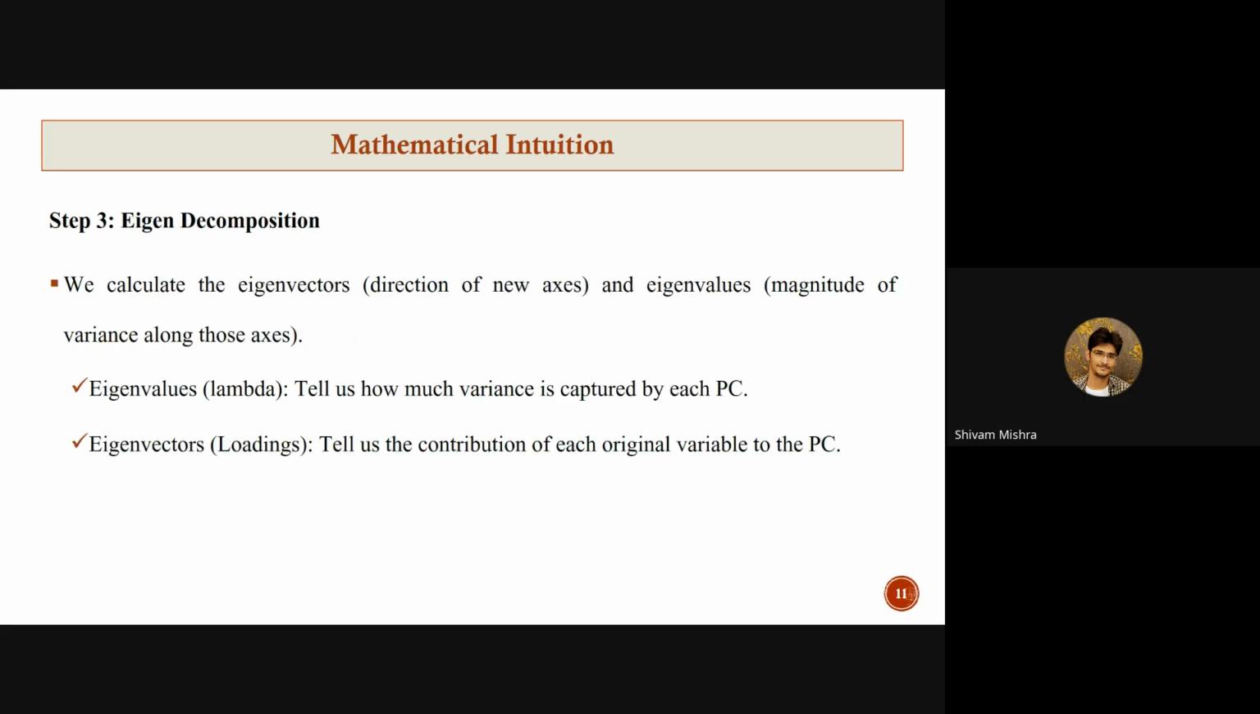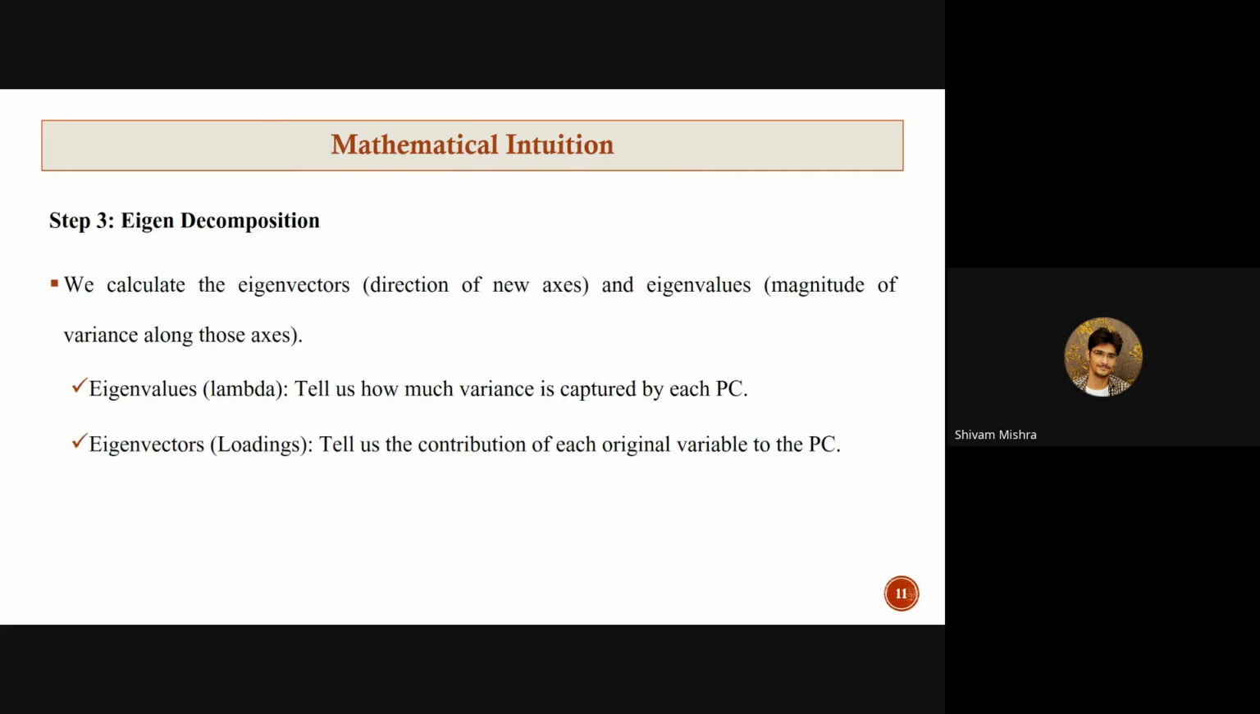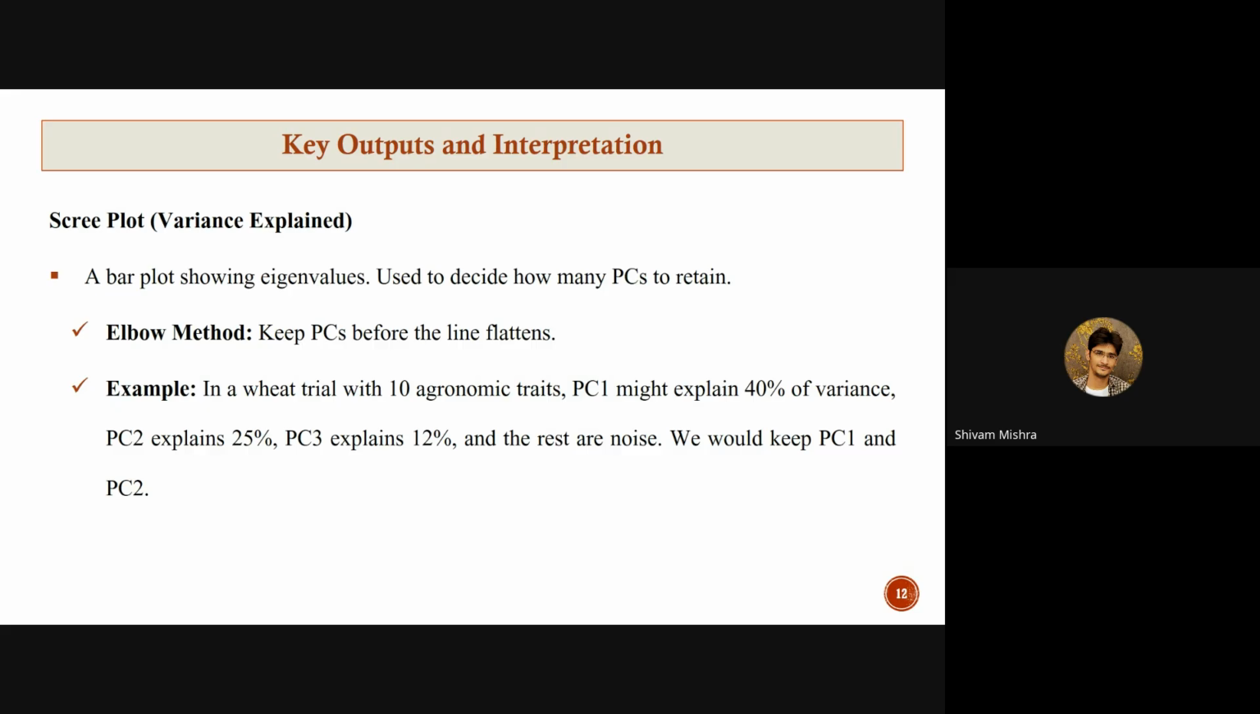Third is eigen decomposition. In the third step, we calculate eigenvectors and eigenvalues of the variables. Eigenvalues show how much variance is captured by each principal component, and eigenvectors tell us the contribution of each original variable to the principal component. Now, after these mathematical observations, we have the outputs.